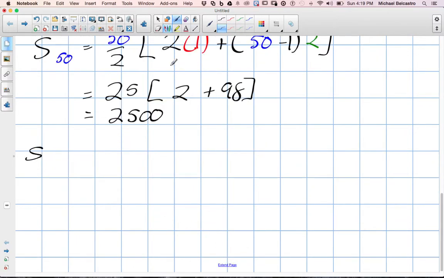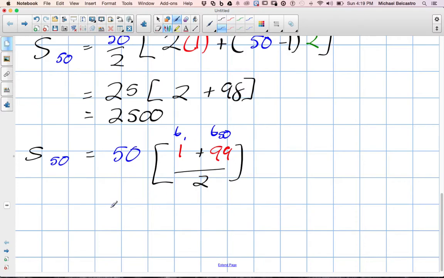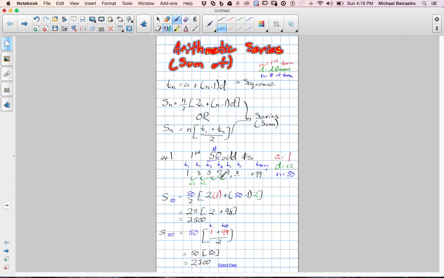Let's try the other sum. The other sum, at 50 again, they said we take our n value, and we're going to multiply. So our n value was 50 multiplied by the very first term, so T1, which was 1, plus T50. Remember it was T1, T50. What was the last term? We figured it out. 99. That's right. So we'll write that in, 99. And in this formula, we add them and then divide by 2. So we have 50. This will become 100 divided by 2, which is 50. And we have 50 by 50, which if you put in your calculator will be 2,500. Okay. And here's a simple example of an arithmetic series.